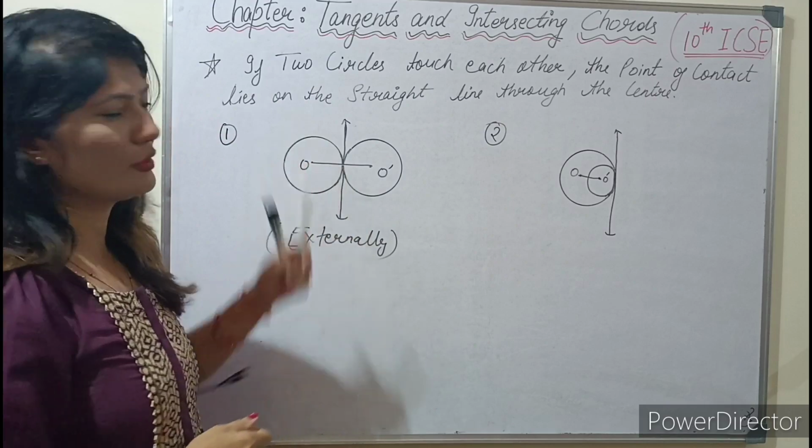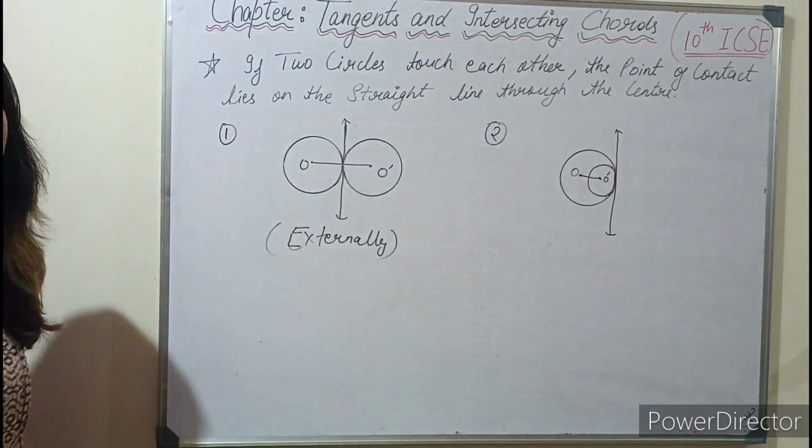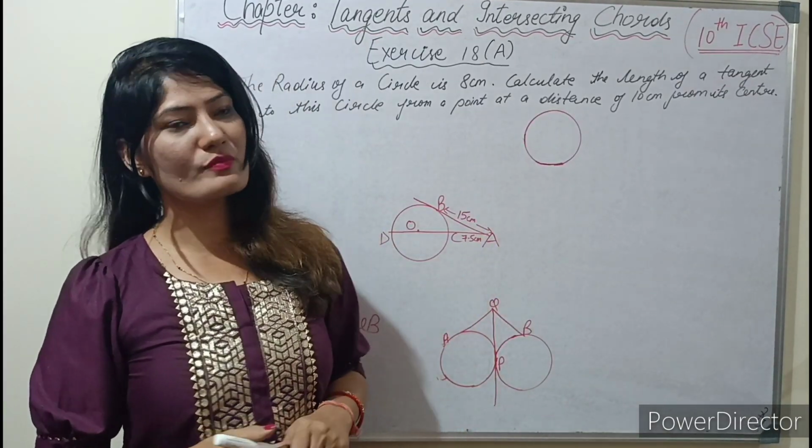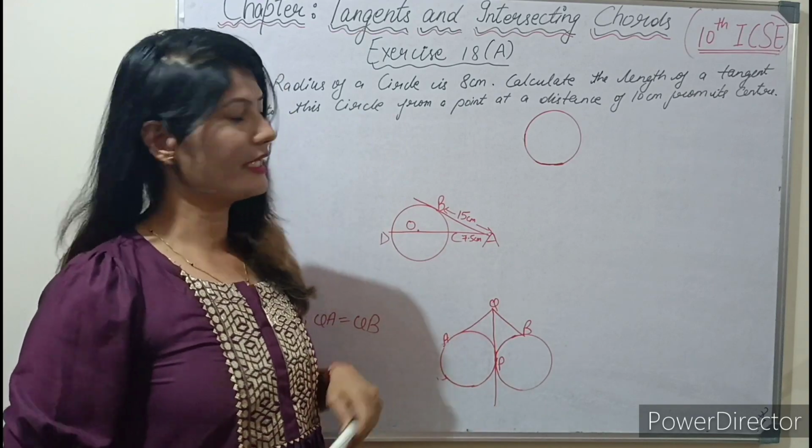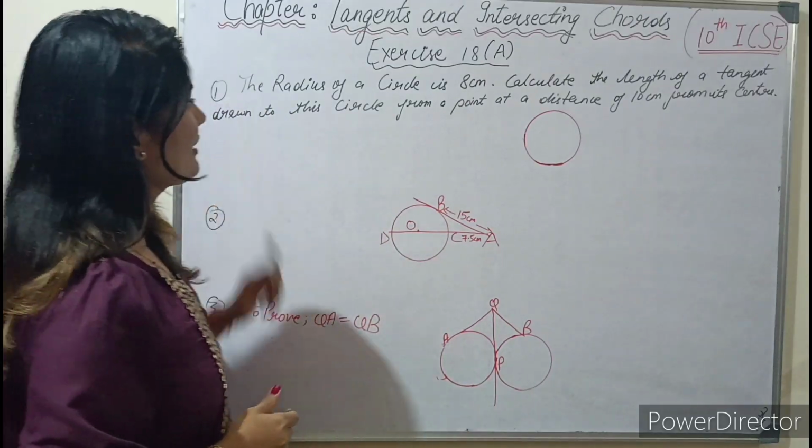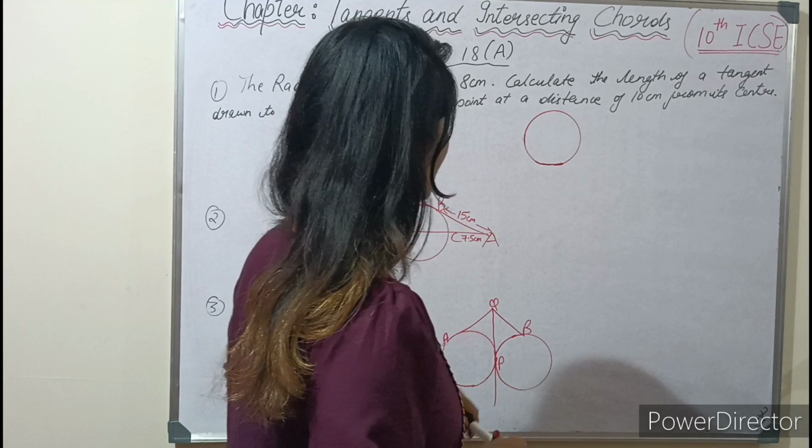So this is the only theorem, so please have a look. Now, based on the same theorems, we will solve exercise 18a, question number 1. The radius of a circle is 8 cm.